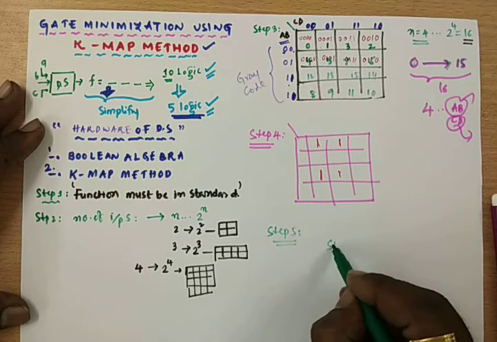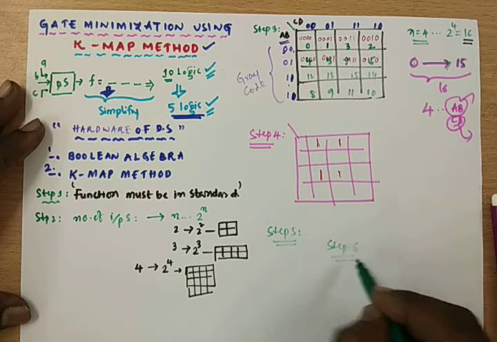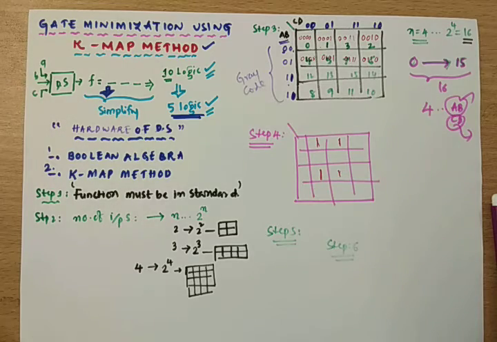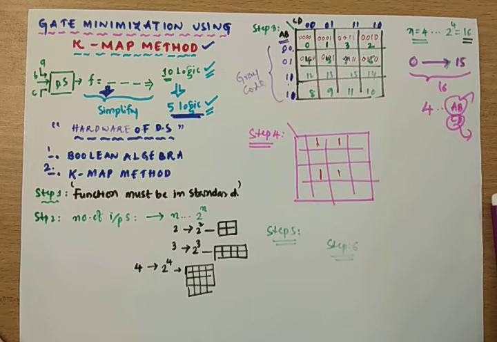And in step 6, by identifying the common terms, we have to simplify that K-map such that we will get the simplified Boolean expression without using Boolean algebra. So the main advantage of the K-map is that without making use of Boolean algebra, we can easily simplify the Boolean expression into its minimized form.